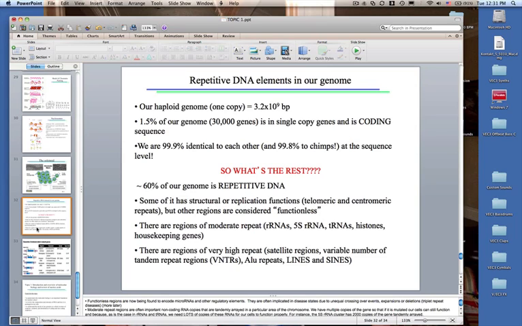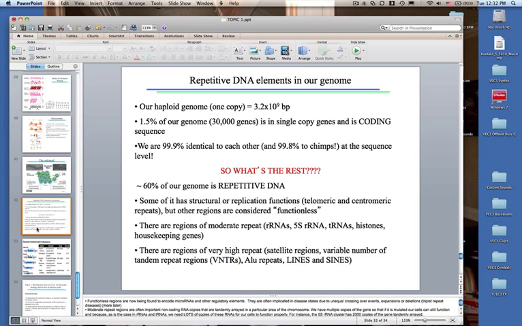The things that we're going to talk about much more next week are called variable number of tandem repeat sequences. These are also minisatellites. VNTRs are roughly 20 to 50 nucleotides in length, and these are kind of cool sequences. They're all over our chromosomes, okay? So these VNTRs are all over the place.